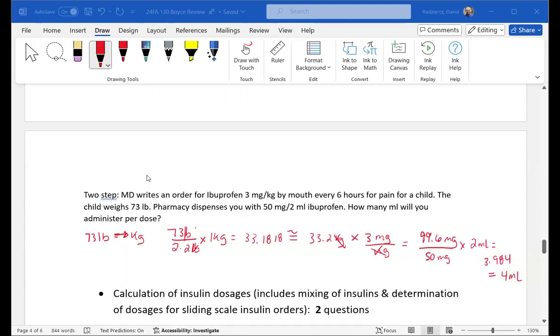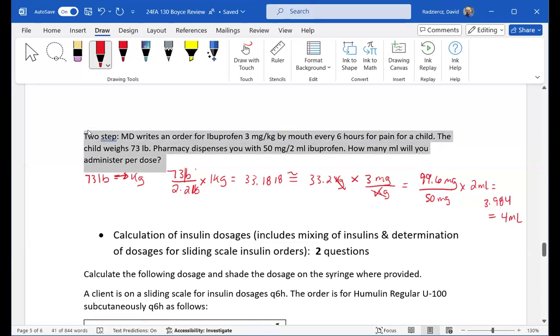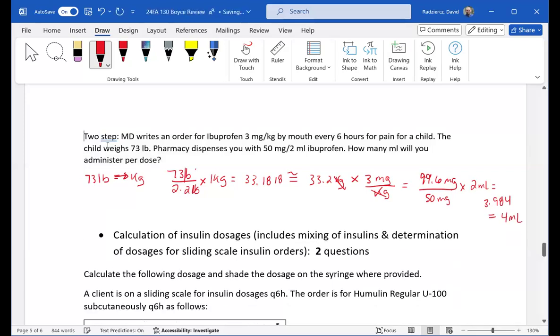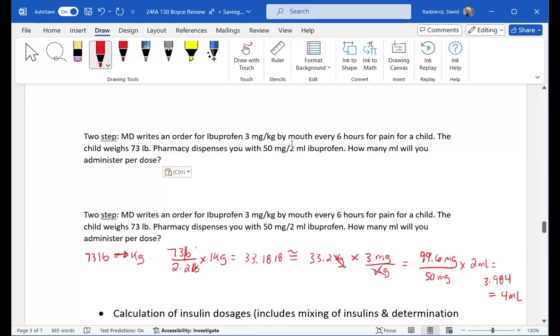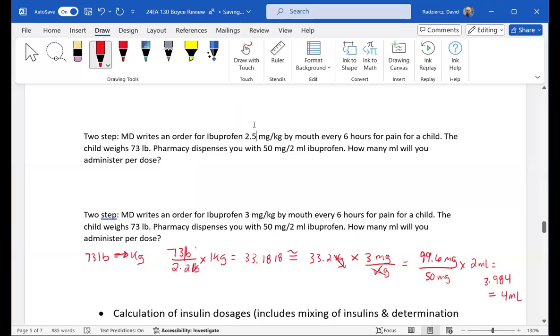The other thing I wrote up here is the 2-step question. So what I'll do is, let me just give you a new 2-step question that's similar. Let's write it up here. And what I'll do is I'll change the variations on this. So let's make this 2.5 milligrams. We'll say the child weighs 68 pounds, and then we'll do 35 per 2 ml.